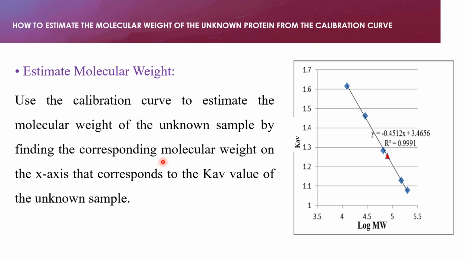Once we are done plotting the calibration curve, we determine the Kav value of the unknown protein by running it through the same gel filtration column and measuring its elution volume. And by comparing the Kav value of the unknown protein to that of the known proteins on the calibration curve, we can extrapolate the molecular weight of this unknown protein by using the equation of the line. So this is the first method by which we can estimate the molecular weight of an unknown protein.